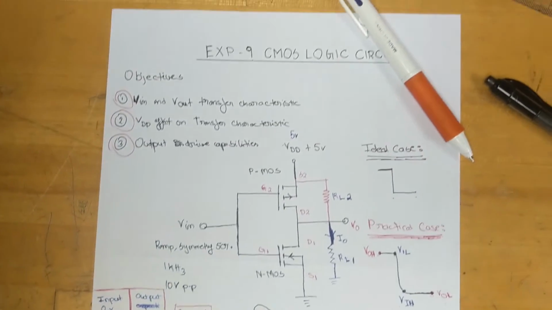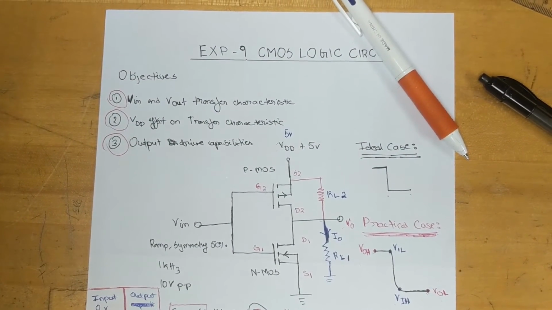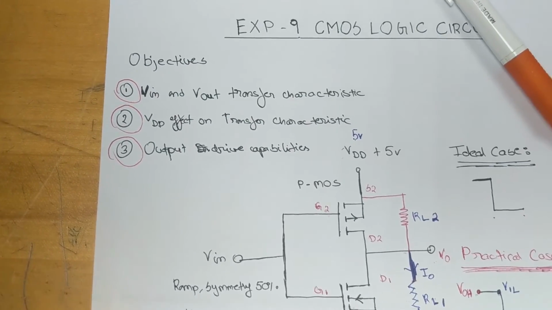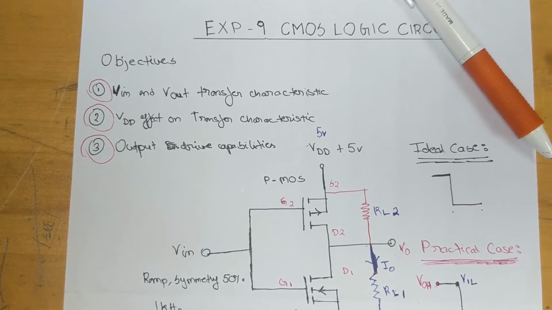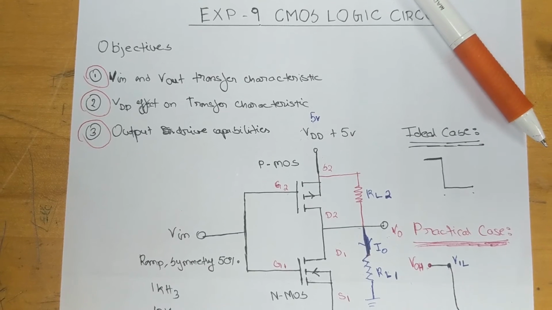So to conclude this experiment, we studied the input-output characteristic of our CMOS inverter. We saw how the DC supply affects this input-output characteristic. And finally, we saw how the output is affected by the load resistance, which is what is called the output drive capabilities.